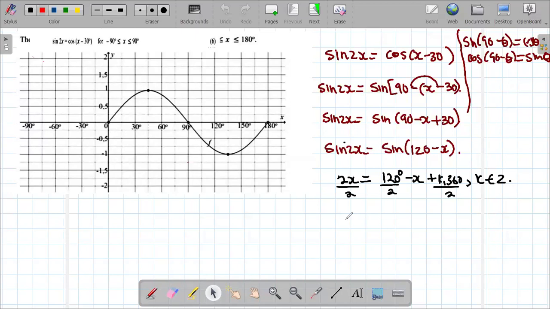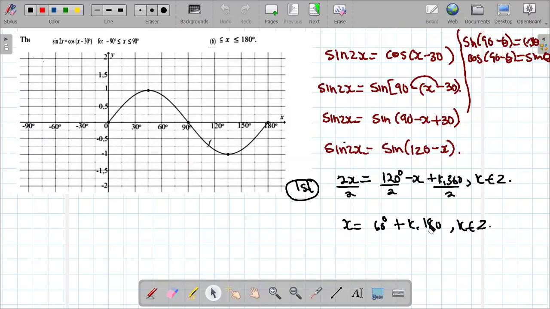Okay, what will be x? X will be 60 degrees plus k 180, where k is an element of integers. Okay, remember this was in the first quadrant. Don't forget first quadrant. Which x? 120 degrees minus x.